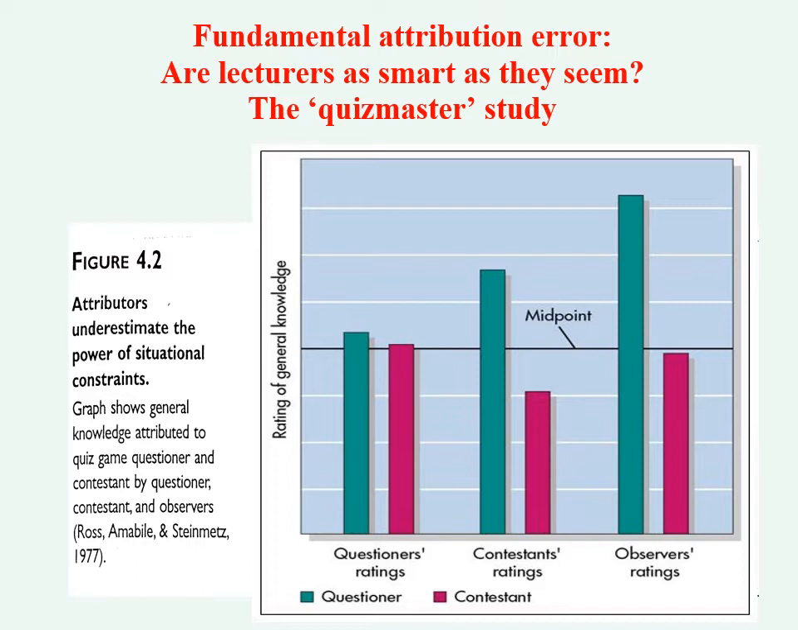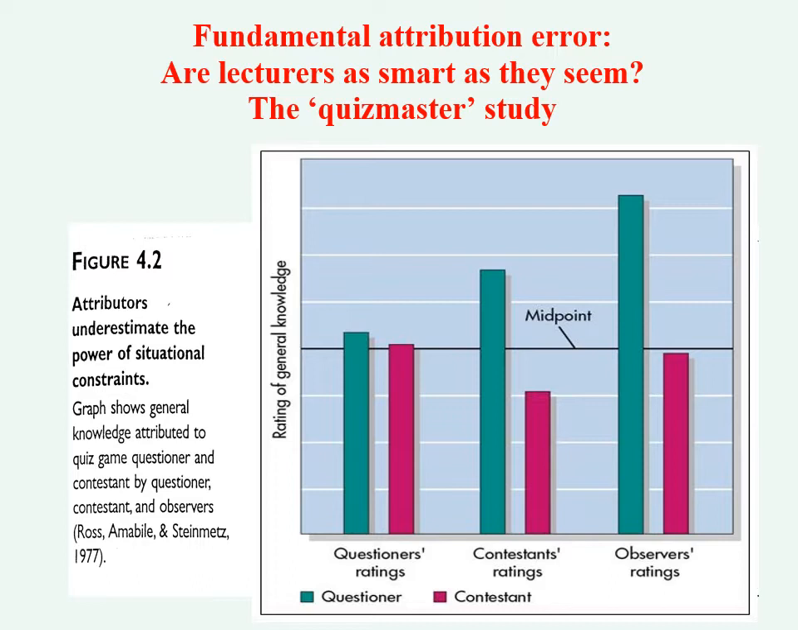The contestant and external observers were both biased in terms of the fundamental attribution error. They both perceived the quizmaster, the questioner, as significantly more knowledgeable than the contestant. And that indicates that they ignored the situational differences facing them. The quizmaster had an easy task, the contestant had a much more difficult task.